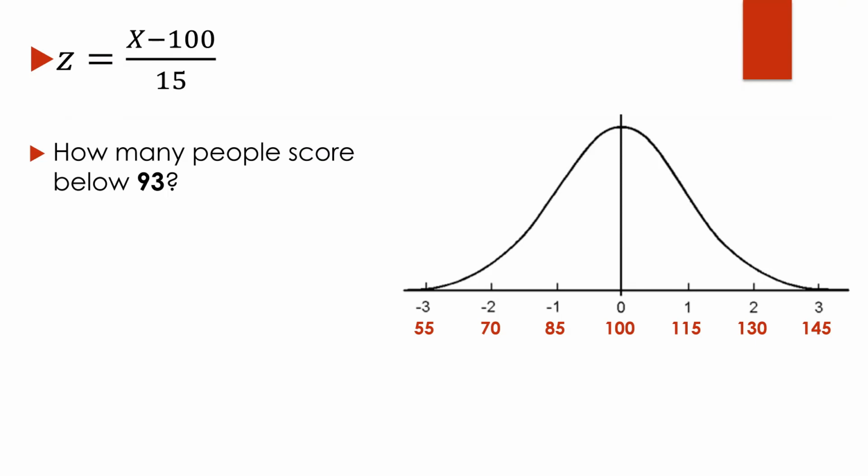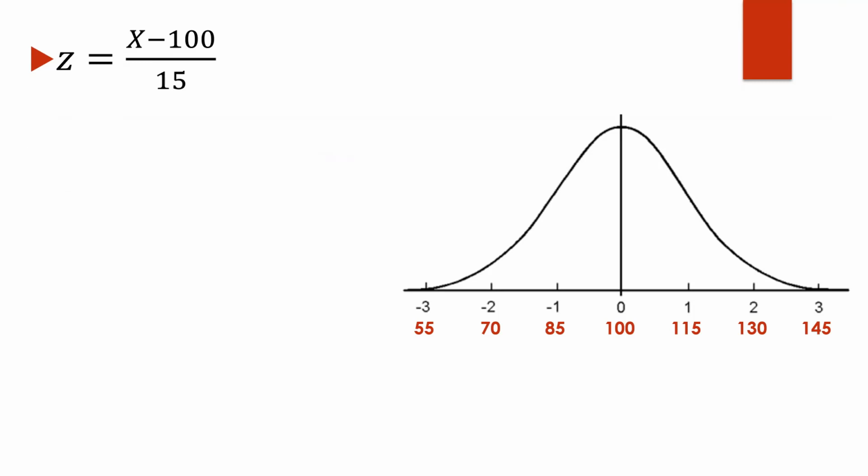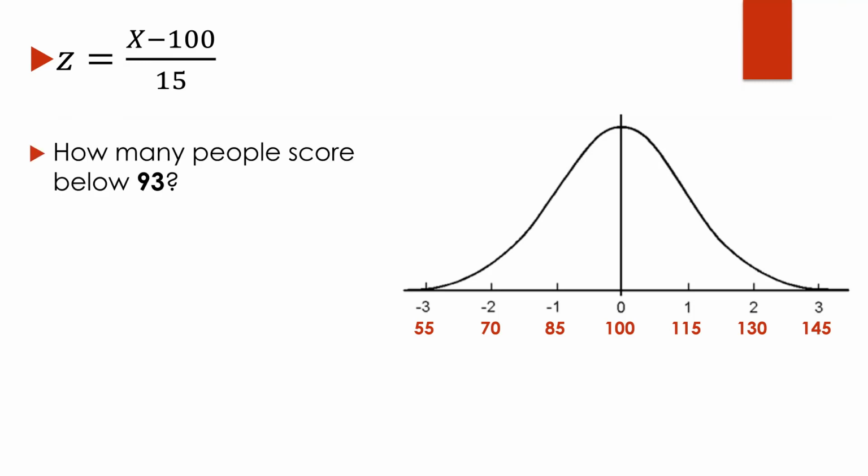What you're going to have to do is find the z-score. So how many people have a score below 93? You're going to take 93 minus 100 divided by 15, and you should get negative 0.46. It's a negative z-score. It's on the left side. So 93 is on the left side. It's below 100, between 85 and 100. So negative 0.46 is between 0 and negative 1.